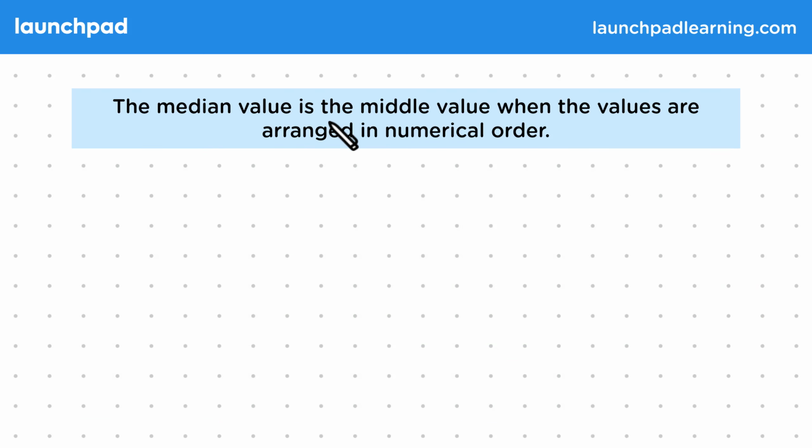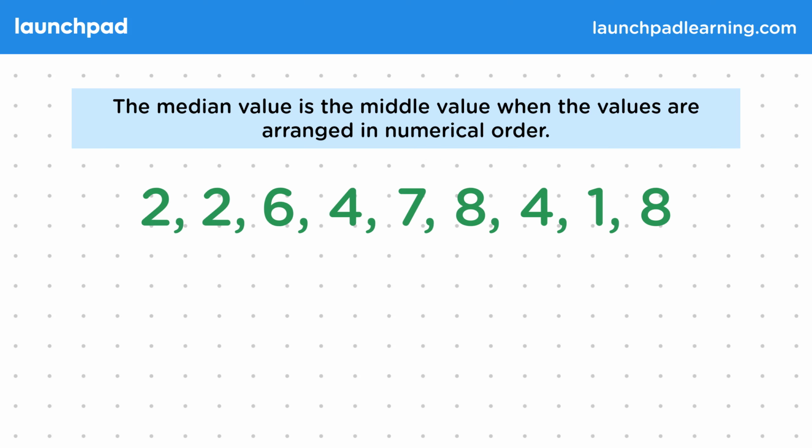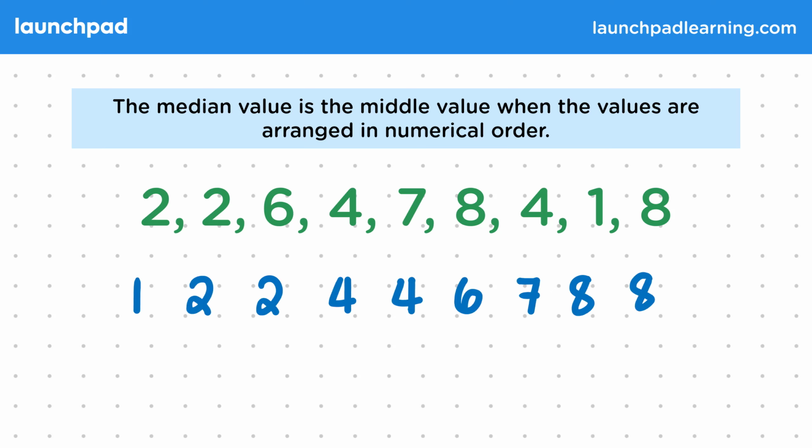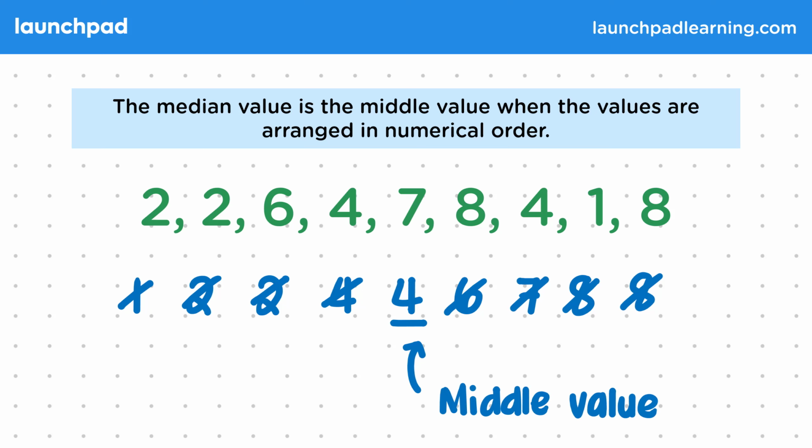The median value is the middle value when the values are arranged in numerical order. Here's a series of values. First, we need to rearrange this into numerical order before we find the median. You can't find the middle if the data is in a random order. A simple way of determining the middle value is to cross out the numbers at the end until you reach the middle. In this example, the middle value is 4, so this would be our median.